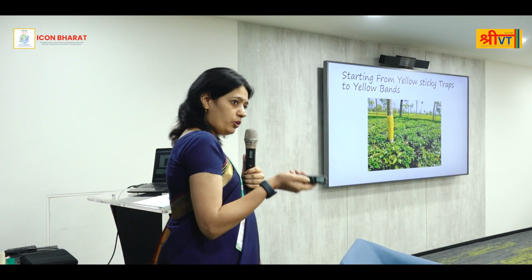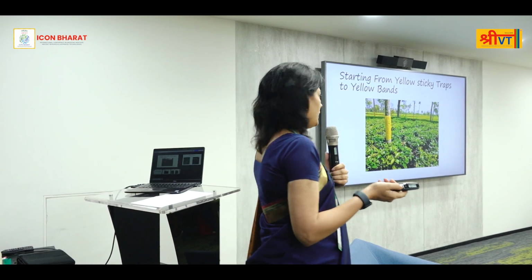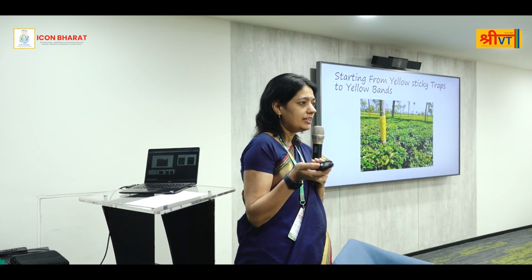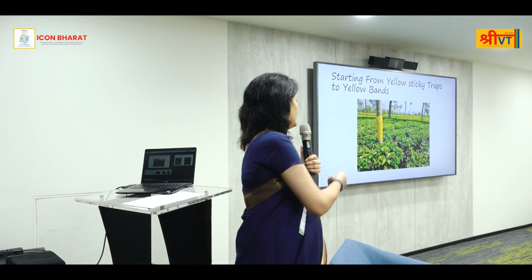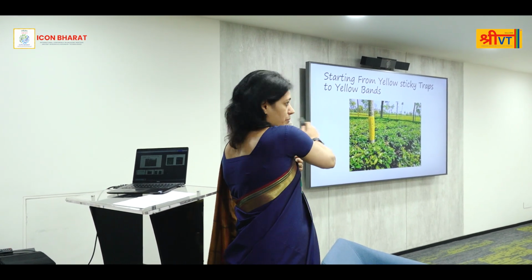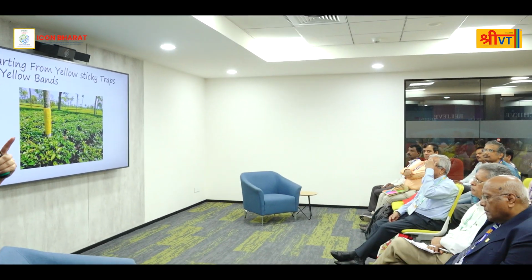And before we actually jumped on to develop nanoparticles, we thought that possibly color attraction would do something. So we put yellow sticky traps on the trees. These are like the yellow sticky cards we have in cereal crops. And tea is like one single farm, one single tea garden is that big, so it was not possible. So we just covered the shade trees.